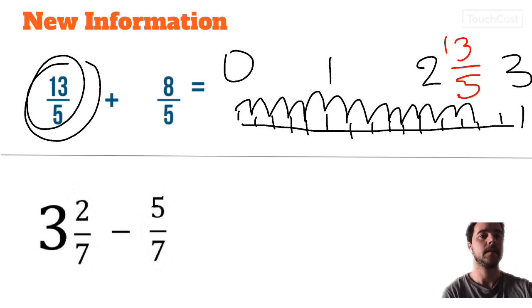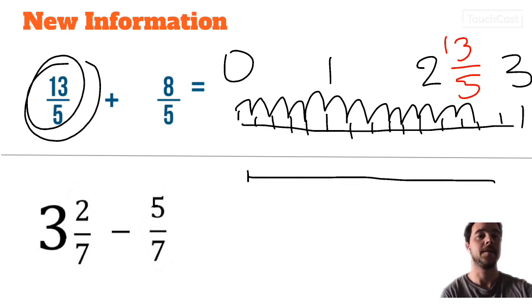I know our number line should continue, but I'm just going to continue it down here. 3. So that's still 3. 3, 4. So that's going to be 4. I just realized I was going to run out of room.